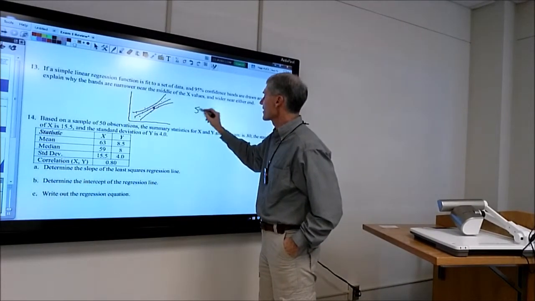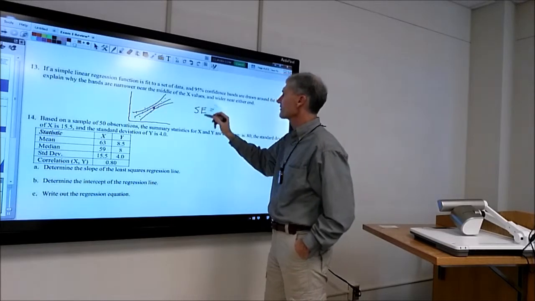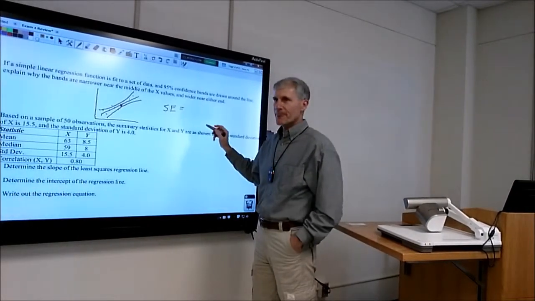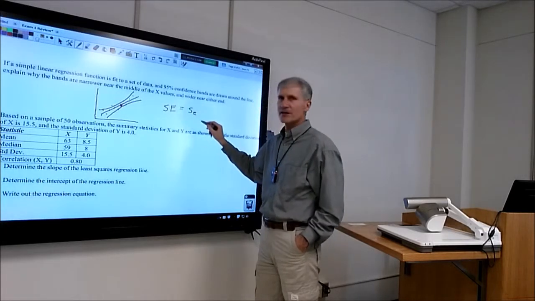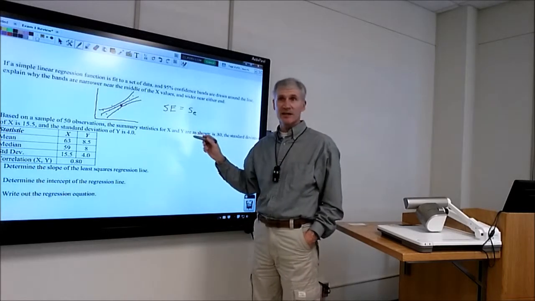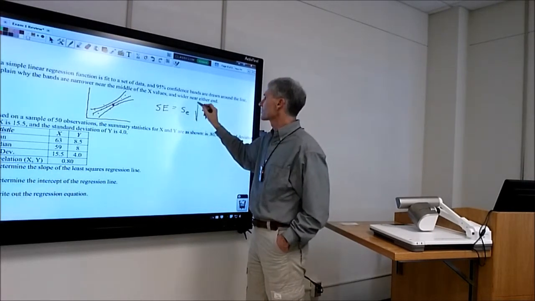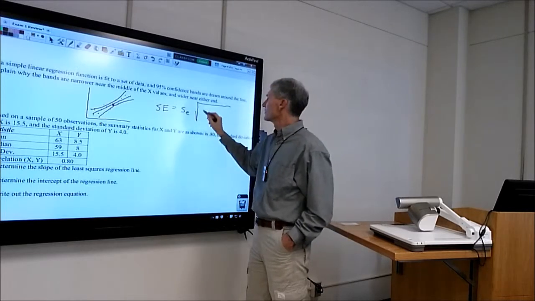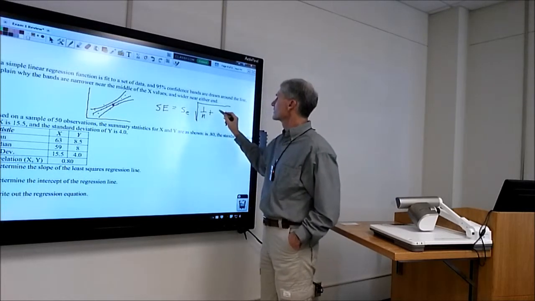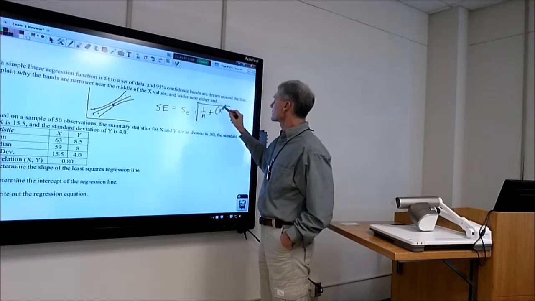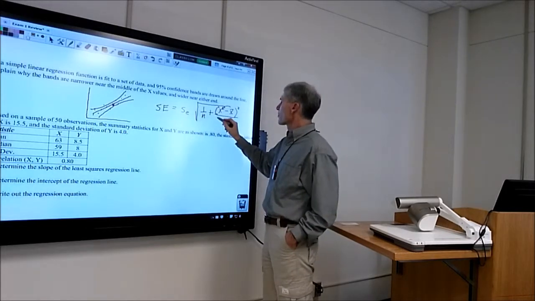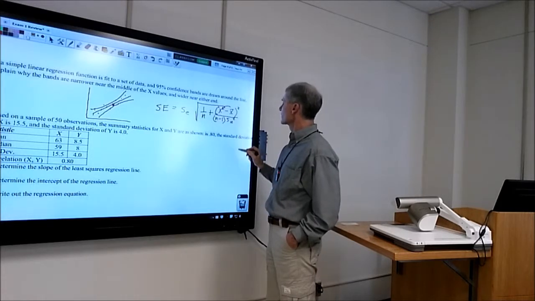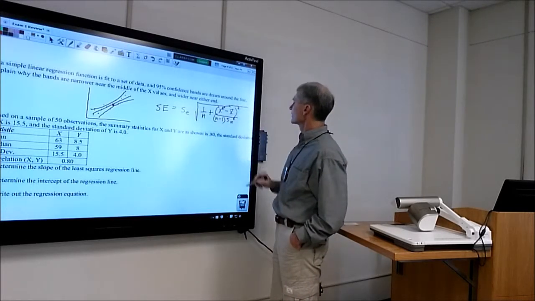So the standard error, remember the formula for the standard error of confidence bands? S sub E times the square root of 1 over n, where S sub E is the standard error of the residuals, or like Excel labels it, standard error of the estimate, plus (x star minus x bar) squared over (n minus 1) times S sub x squared.